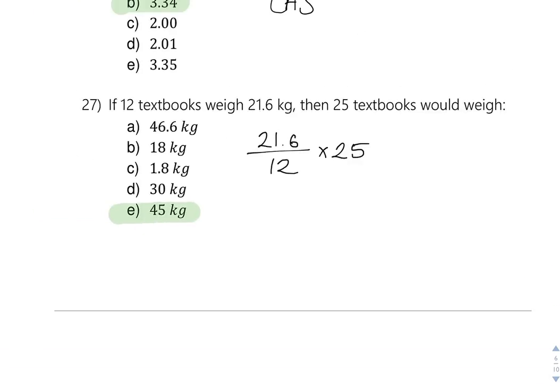Question 27. If 12 textbooks weigh 21.6 kilograms, then 25 textbooks would weigh what? We want to know how much one textbook weighs, and then we can times that by 25. So 21.6 divided by 12 times 25 to give you a result of 45 kilograms.